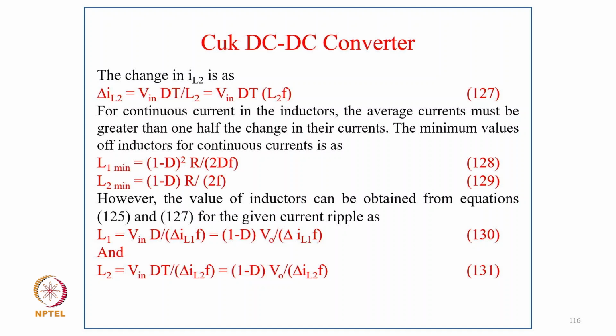For continuous current in the inductors, the average current must be greater than one half of the change in their current. So the minimum value of inductor for continuous current is L1 minimum equal to (1 minus d) squared R upon 2 d f, and L2 minimum is (1 minus d) R upon 2 f. However, the value of the inductor can be obtained from the equation for a given ripple current: L1 equal to Vin d upon delta IL1 f, equal to (1 minus d) Vo upon delta IL1 f, and L2 equal to Vin d divided by delta IL2 f, or equal to (1 minus d) Vo upon delta IL2 f.